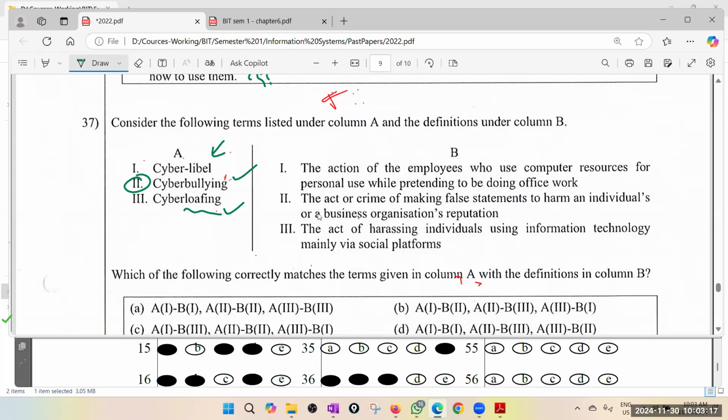Cyber bullying means you bully someone. Action of employees who use computer resources for personal use while pretending to be doing office work.